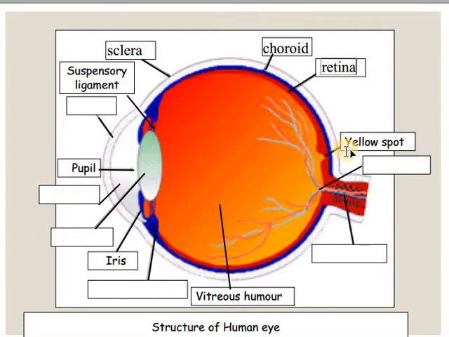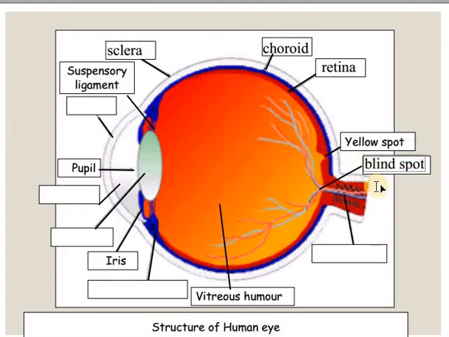Okay, so next we have the yellow spot. Inside this yellow spot is where we have a high concentration of photoreceptors. That means in the yellow spot here, you have a lot of photoreceptors, much more compared to other areas of the retina. And then this part here is the blind spot.